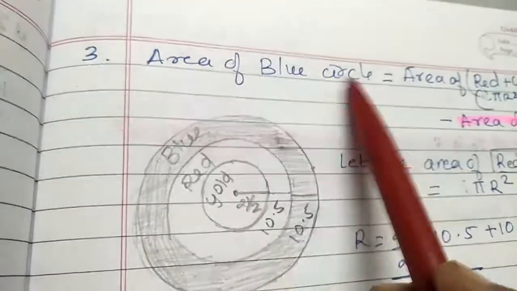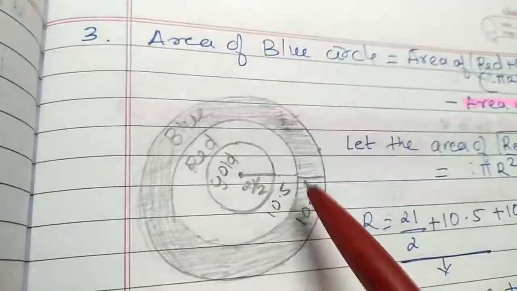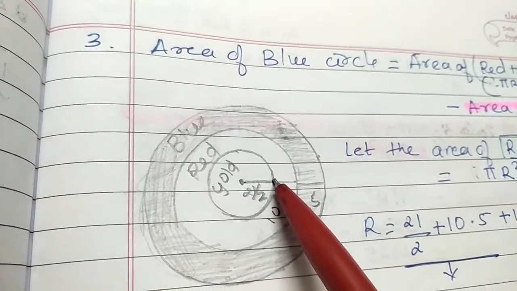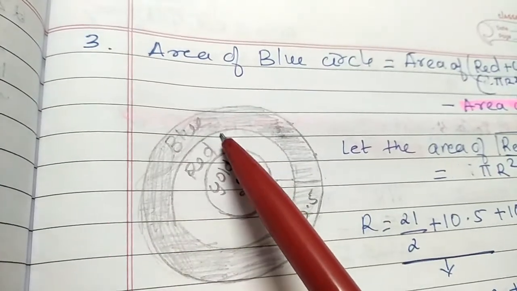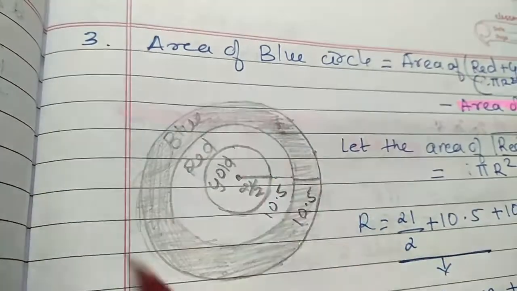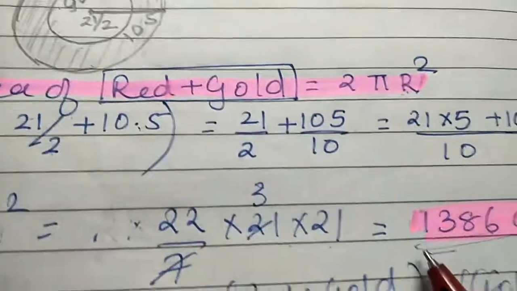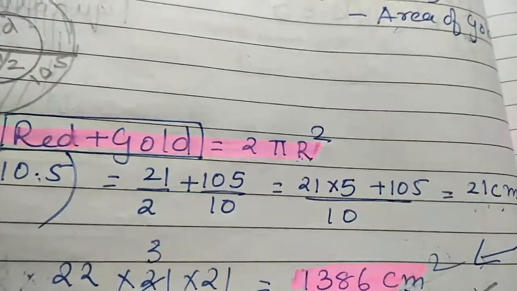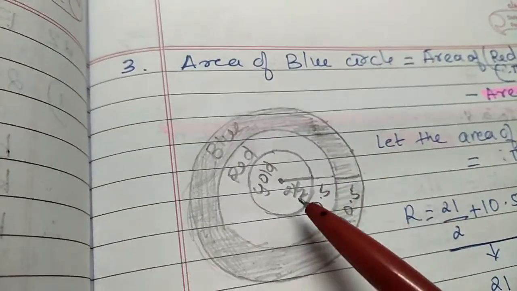Okay, now we go to the next one, where you have to find the area of the blue circle, that is after the red circle. Now we want this area. Here again we have this 21 by 2, 10.5, 10.5. So for finding blue, we have the radius of the whole circle, and we have calculated the area of red plus gold. Do you remember, red plus gold we have already got this much. Okay, so the complete minus red plus gold will give you blue.